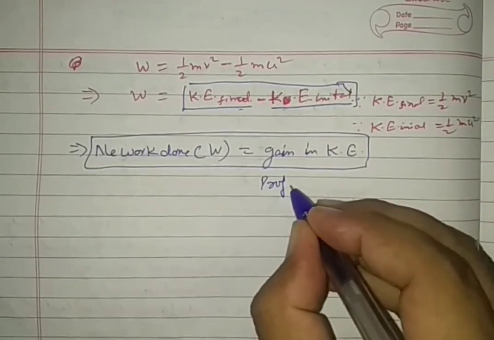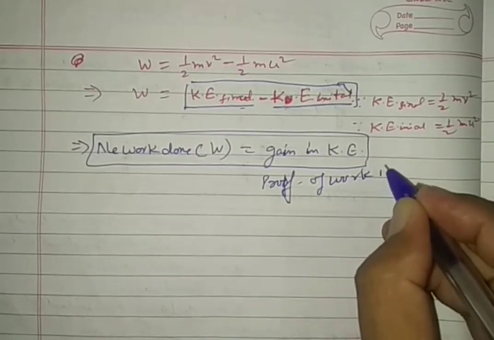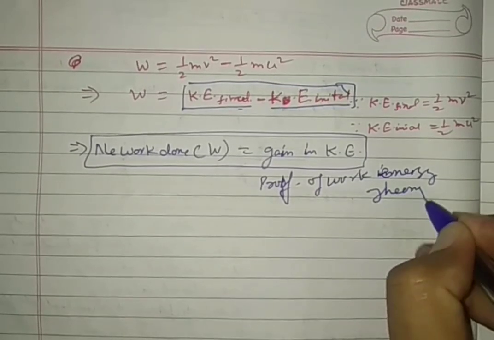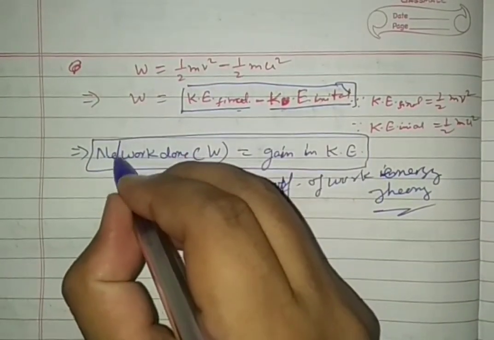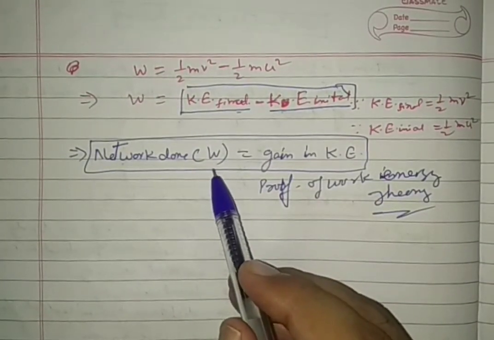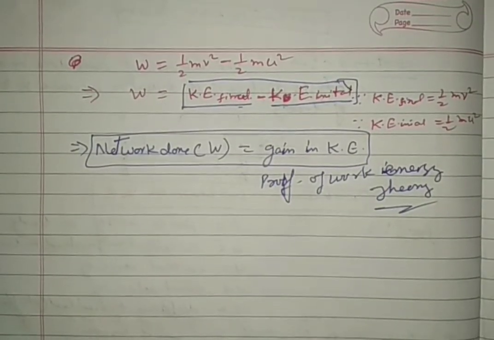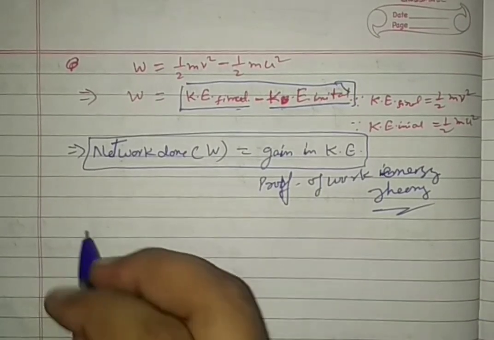Proof of the work energy theorem, in which the statement is given: the net work done on a body to displace it is equal to the gain in kinetic energy of the body. So by this mathematical calculation we were able to prove the statement of the work energy theorem.